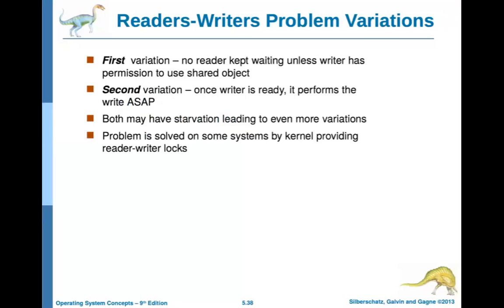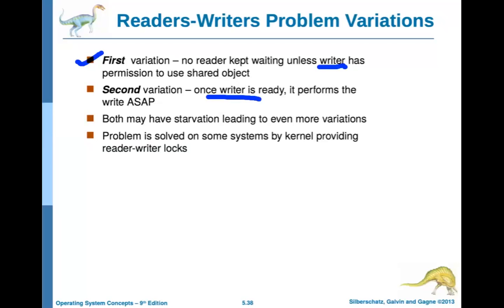So two variations are mentioned here. In the first variation, no reader is kept waiting unless a writer has permission to use the shared object. What is the meaning of this? If no writer is writing there, the reader is not supposed to wait. That is what we did in the previous solution. The second variation is that once the writer is ready, it performs the write as soon as possible. That means we need to provide priority to the writer, and there is a reason behind this.